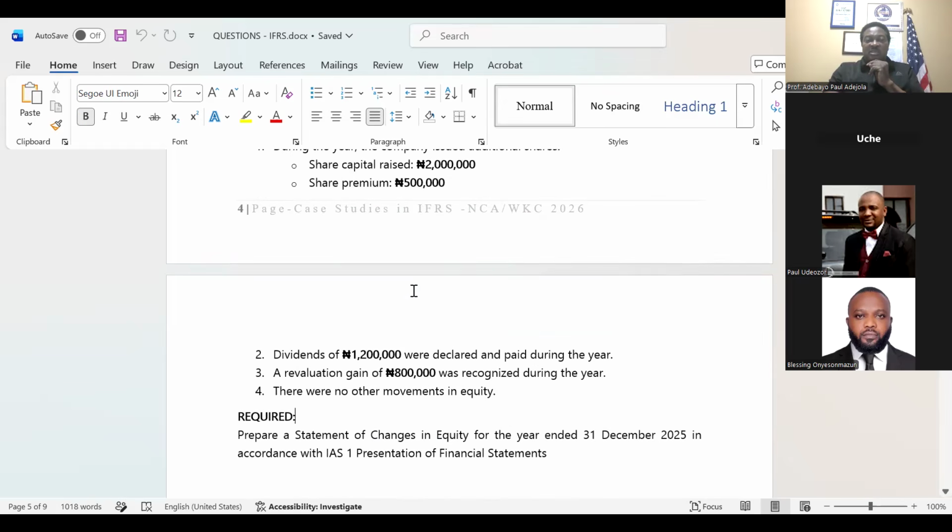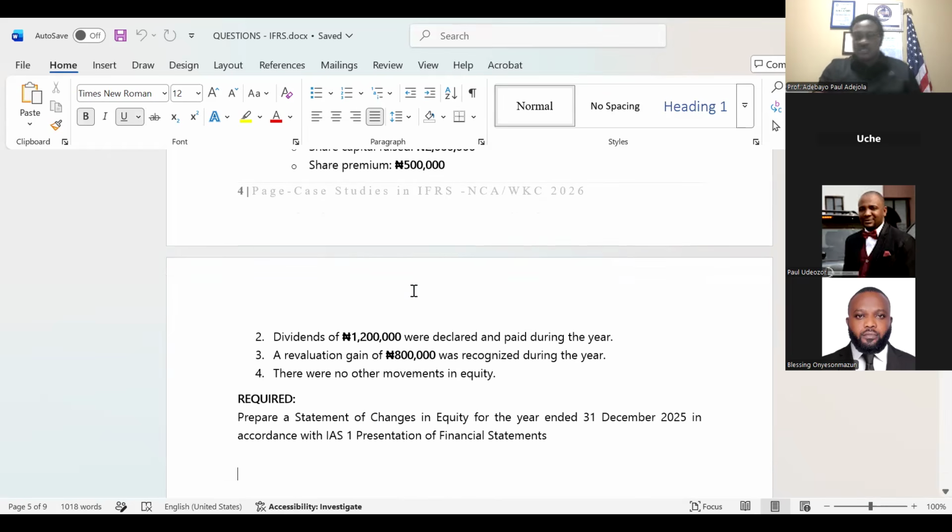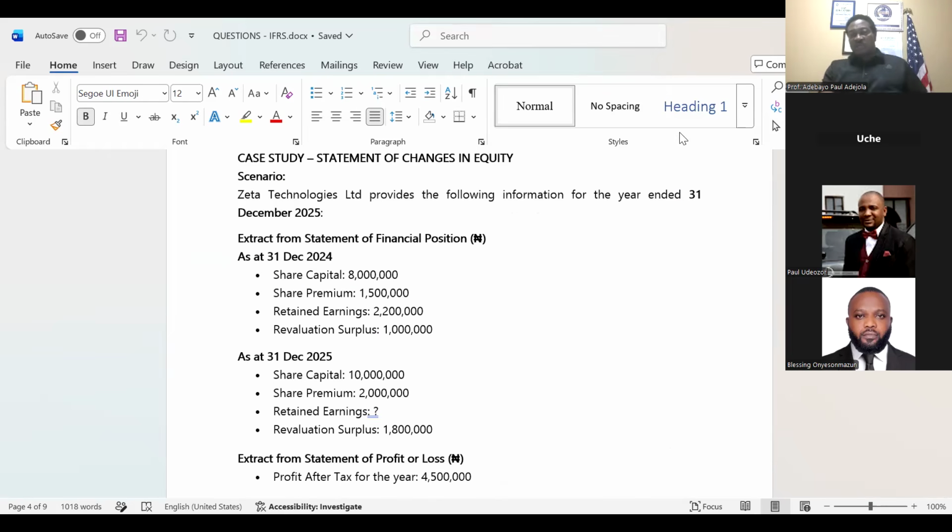And this question says, prepare a statement of changes in equity for the year ended 31 December 2025 in accordance with IAS presentation of financial statements. Ladies and gentlemen, that is the question. Check your platform.